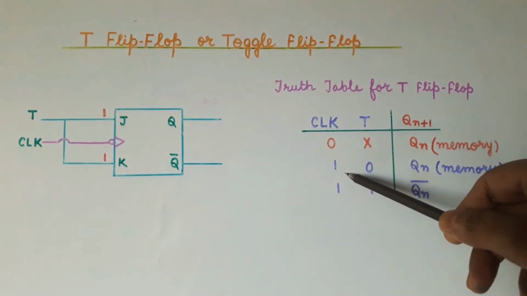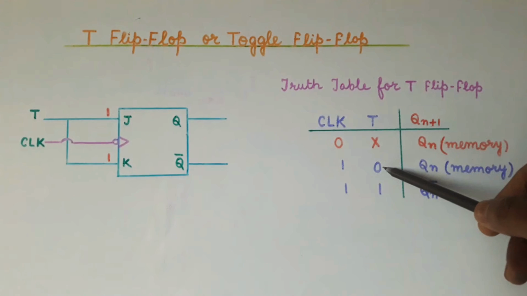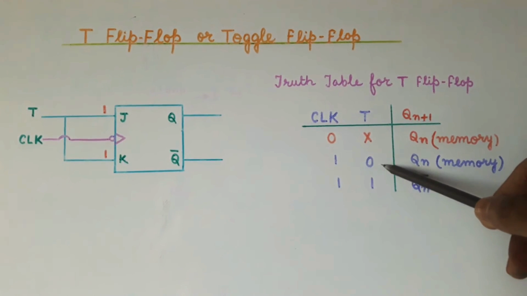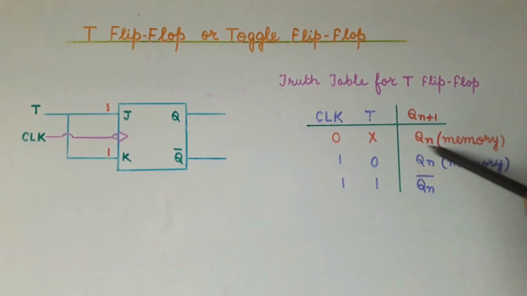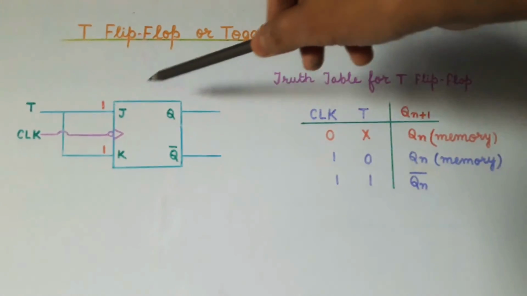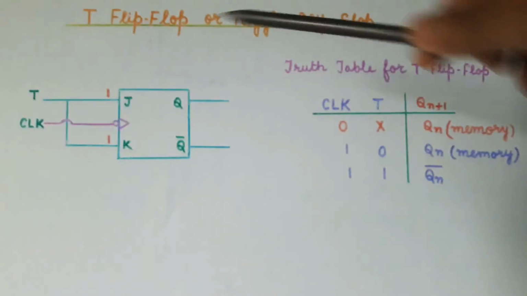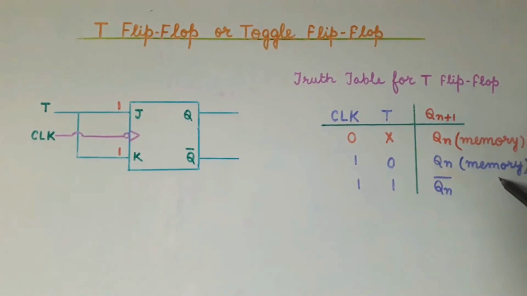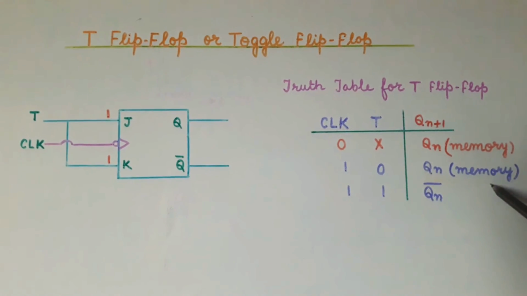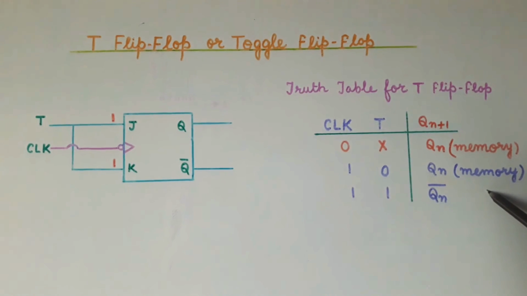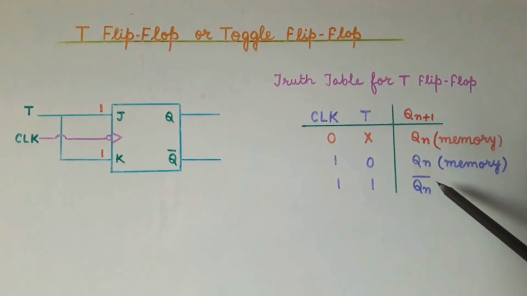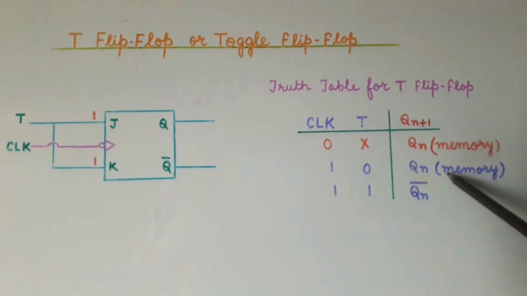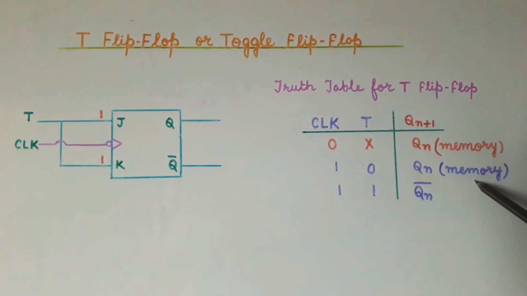Now when clock is high and the input T is low, that is when clock is 1 and the value of T is 0, it means again we are having the memory, because in this particular case we are having the value of J equal to 0 and K also equal to 0, and whenever such a thing happens, we are having the memory. We have seen this earlier in case of JK flip-flop. It means whatever the previous state is stored and the output Qn plus 1 will be Qn in this case. So again we are having the memory state in this case also.